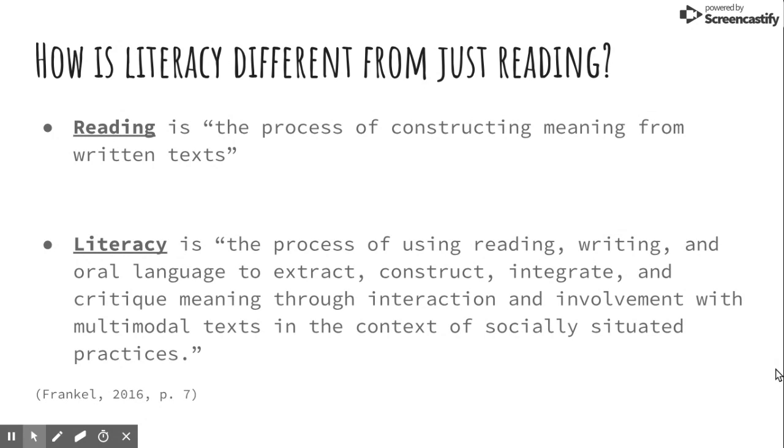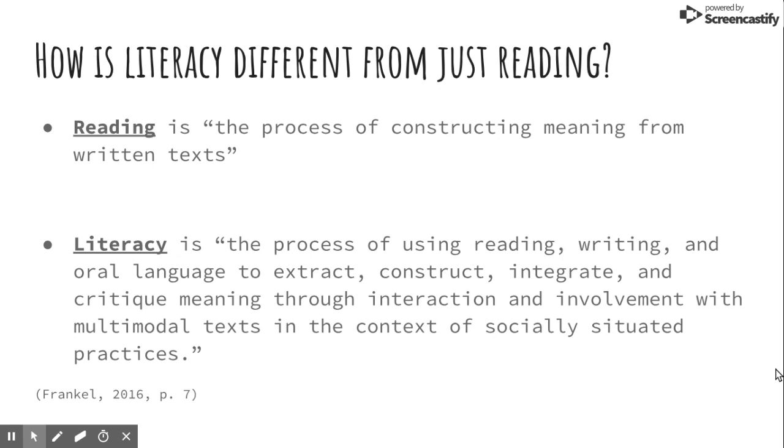However, the difference with literacy is that literacy is the process of using this reading and writing and oral language to construct meaning, integrate and critique meaning through, and in my opinion, this is the crucial part, interaction and involvement with multimodal text in the context of socially situated practices.